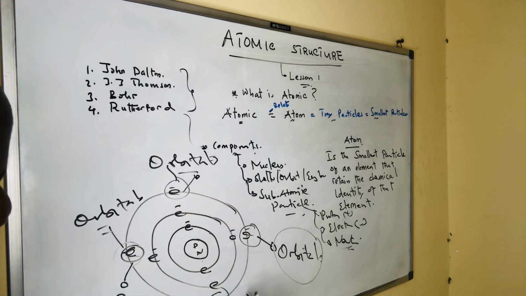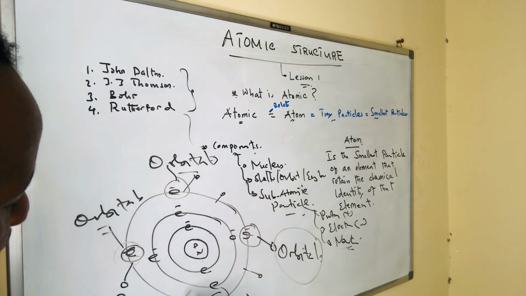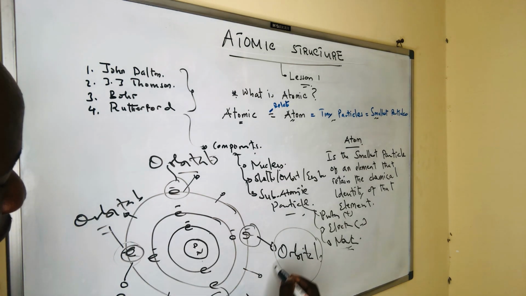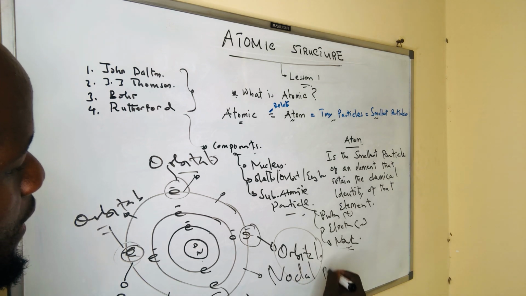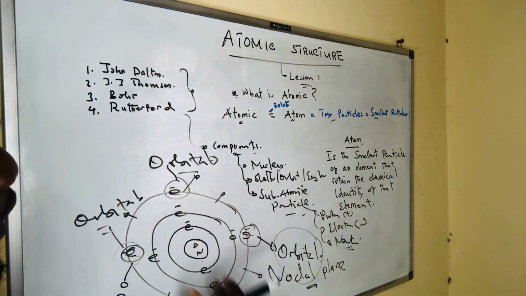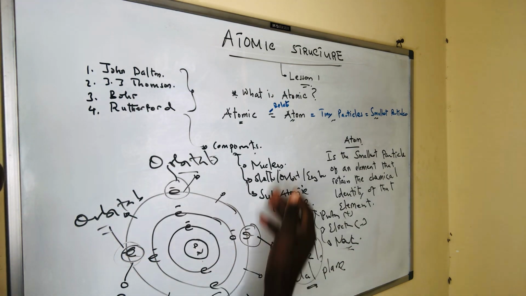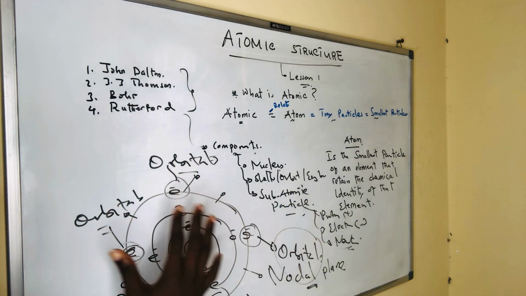Lakini ukiangalia maeneo kama haya, you see, sijaweka nini electrons. Haya maeneo ni vigumu sana kupata number of electrons. So haya maeneo yenyewe tunaita nodal plane. Nodal plane, it is a region around the nucleus where there is no chance of finding number of electrons. So that is all about the orbitals, about nodal plane, about nucleus, shells, and the subatomic particles.